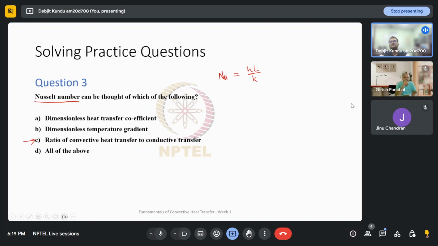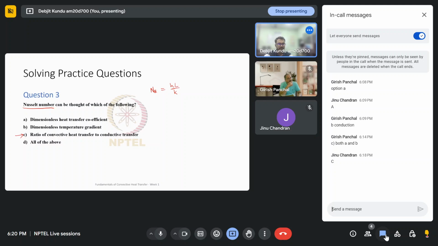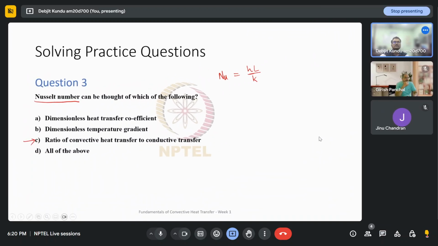So should it be option A, dimensionless heat transfer coefficient, option B, dimensionless temperature gradient, option C, ratio of convective heat transfer to conductive heat transfer, or is it D, all of the above? We have so far one response in favor of option C. Let's hear what others have to say.